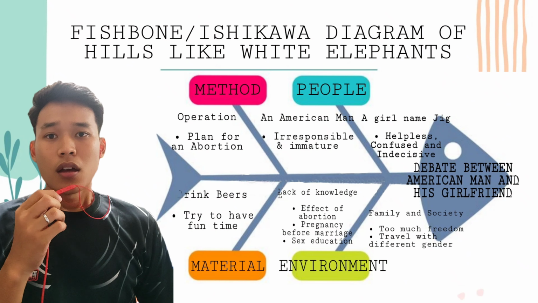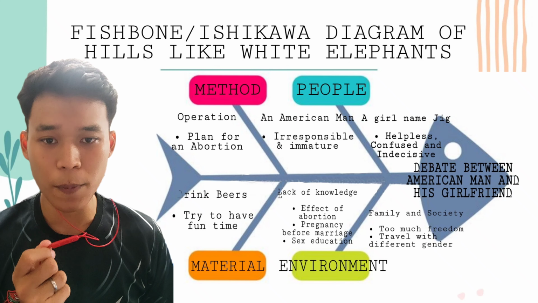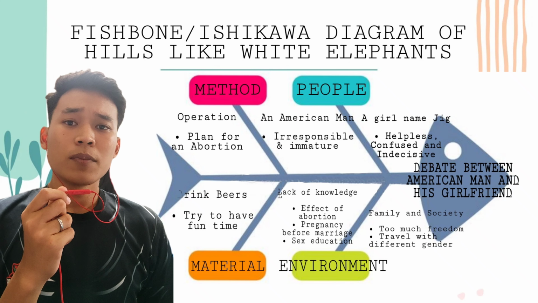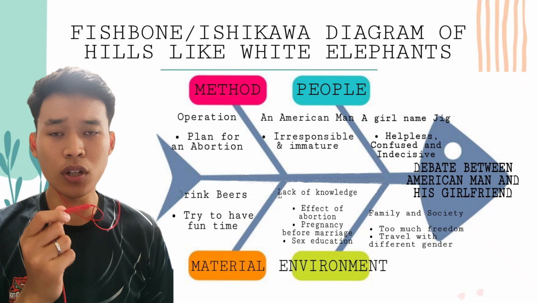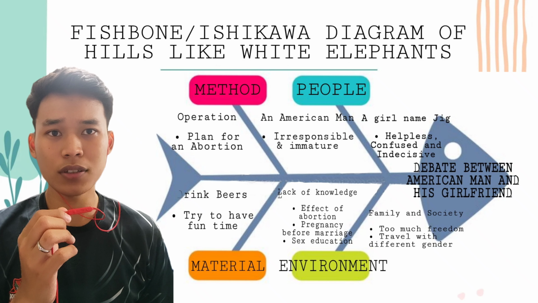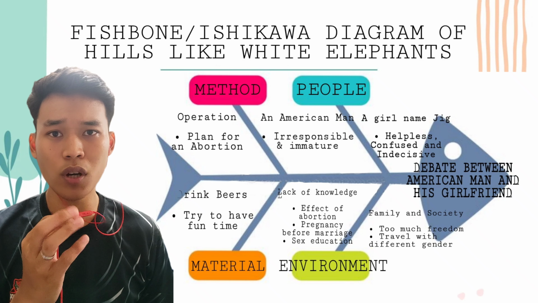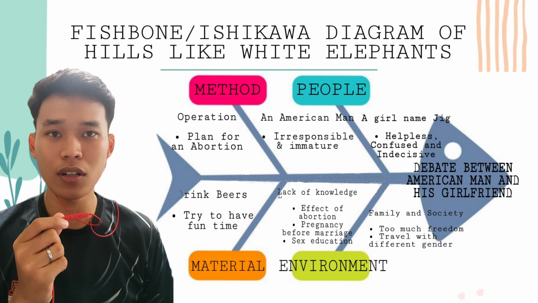First is the people aspect. The American man can be seen as irresponsible and immature because he is not tolerant, as we can see from the story. The baby will disrupt the relationship and lifestyle of the man. Jig was helpless, confused, and indecisive, because she was very sure of what she wanted, but she was scared and already confused.